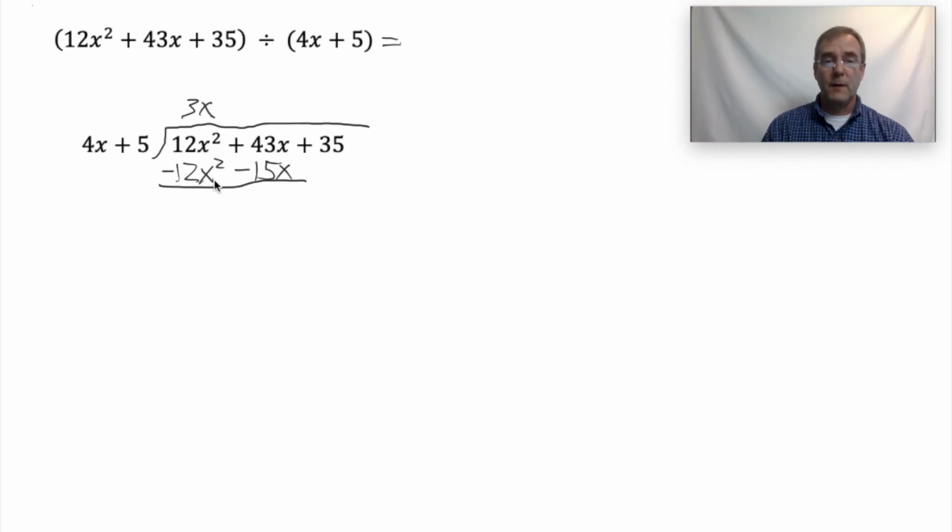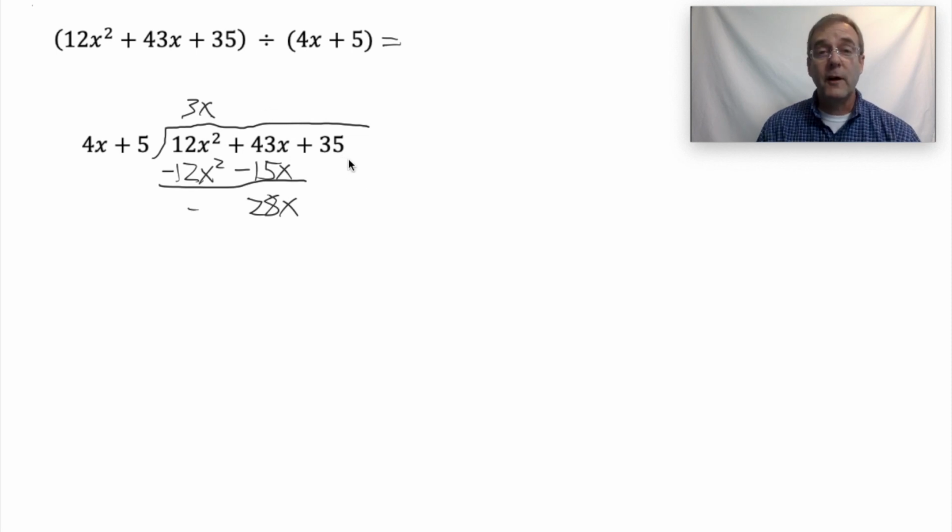Now, the 12x squared minus 12x squared, of course, leaves us with nothing. That was the whole purpose, to get that entire term to go away. We're not going to be so lucky with the next term. 43x minus 15x leaves us with 28x. Understand that 28x is what remains from the original dividend that wanted to be divided out, but didn't get divided out by the first term. It will have to get removed by the next term.